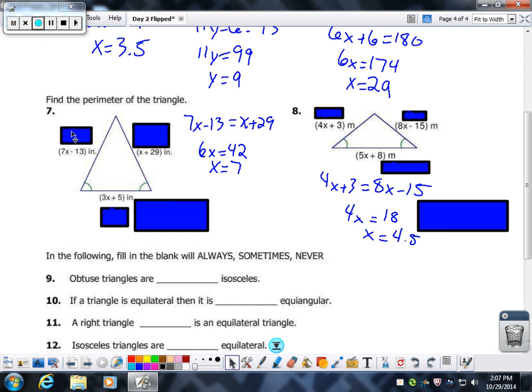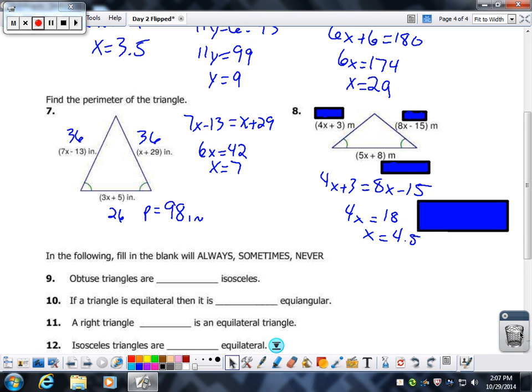Once we have x equals 7, we got to plug it back in to find the measures of each side. 7 times 7 minus 13 is 36. 7 plus 29 is 36. 3 times 7 plus 5 is 26. You add them all together and you get the perimeter is 98 inches.